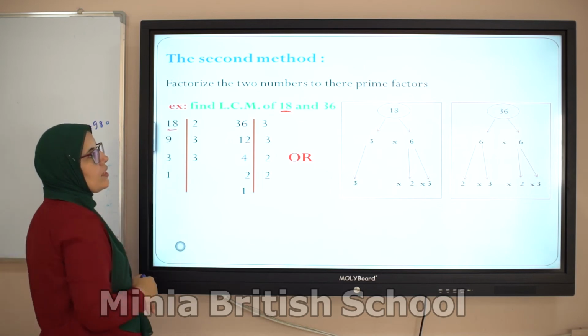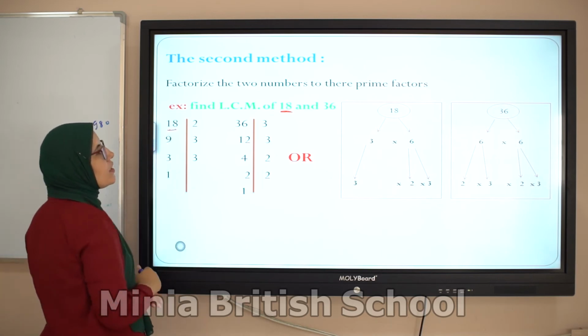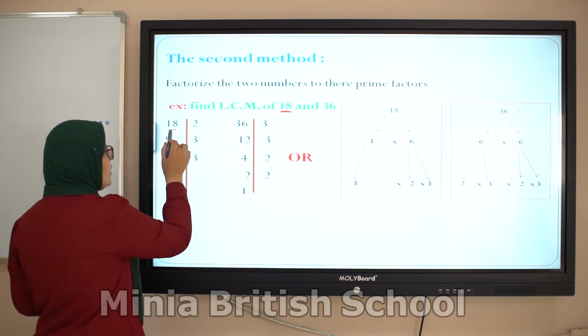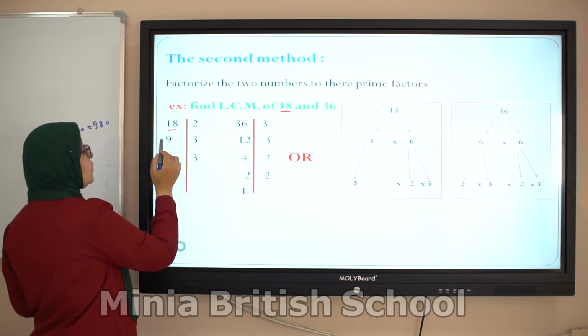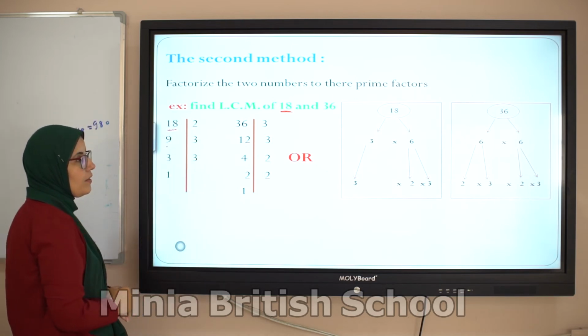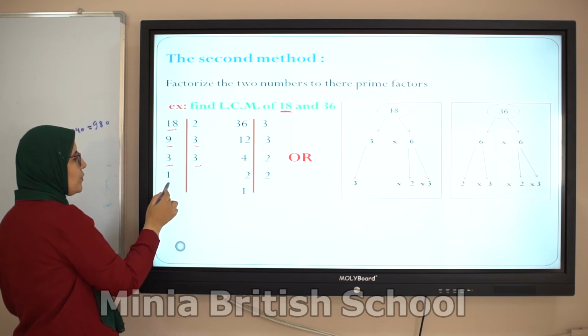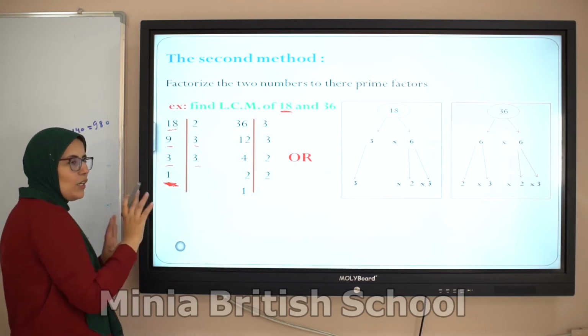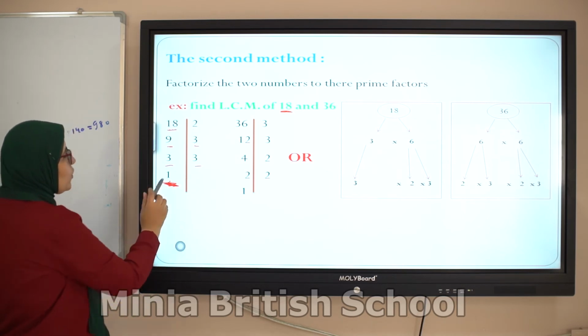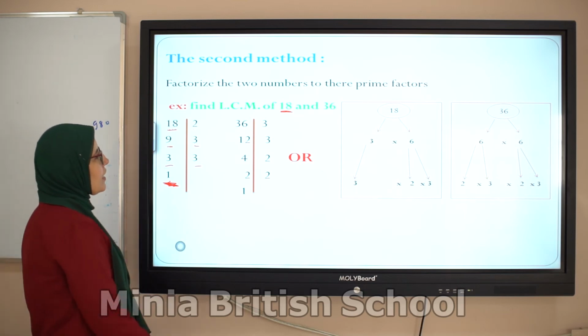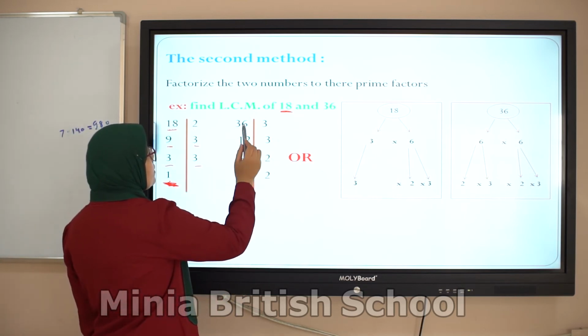18 ends with 8, so it's divisible by 2. Can I divide it by 2? Yes. 18 over 2 gives me 9. Can I divide 9 by 3? Yes. 9 divided by 3 gives me 3. 3 divided by 3 gives me 1. Until I reach 1, I will stop. I have to reach 1 here. That's it.